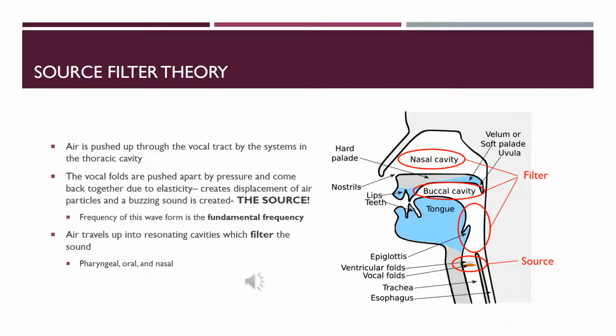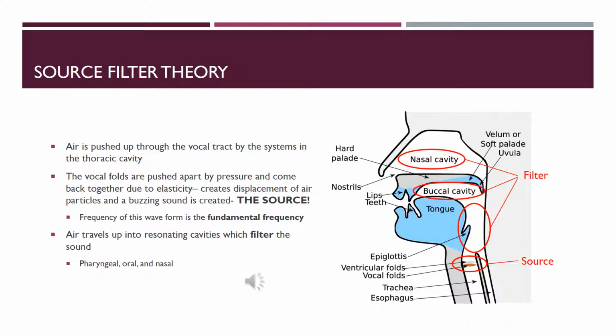So now that we understand resonance, we'll talk about the source filter theory. Basically, this just means that air is pushed up through the vocal tract by the systems in the thoracic cavity. Then the vocal cords are pushed apart by pressure and come back together due to elasticity. This creates displacement of air particles and a buzzing sound, and that is considered the source. So we have our source right there at the glottis where our vocal cords are vibrating. The frequency of this waveform is called our fundamental frequency.